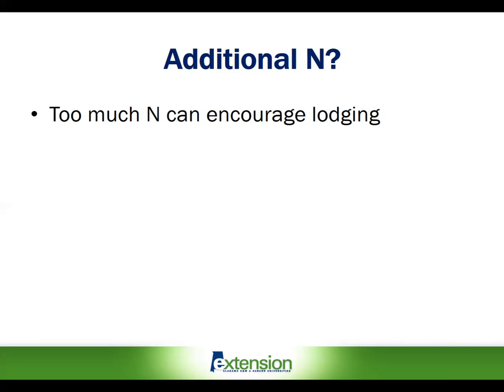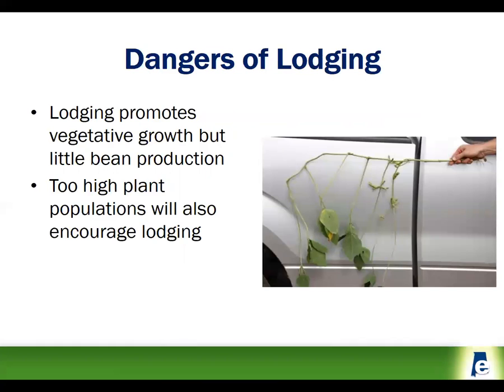Too much nitrogen can encourage lodging. There are two things that encourage lodging. One is too much nitrogen too early, and another is too high a plant population. This picture right here is a 95Y70. You can see that it lodged early. It's not a variety that is really made for planting early. It was planted early in some trials, and you can see that once the plant lodges, it quits fruiting production and wants to grow vegetatively.